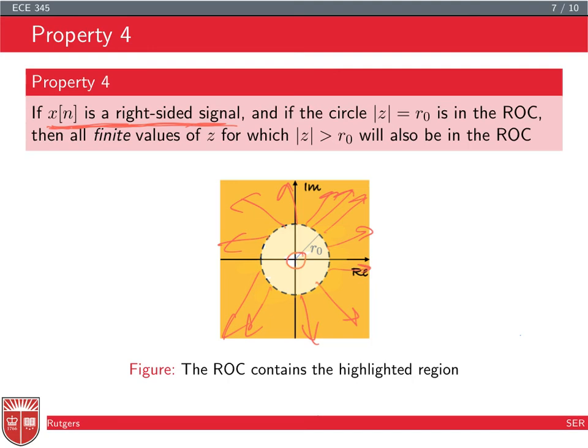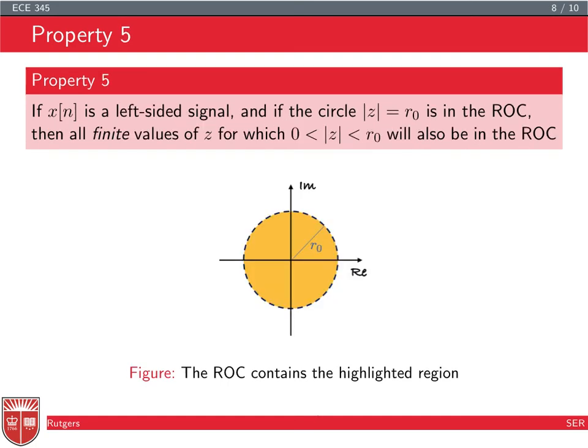You can see that this makes sense given our example of the exponential. We know that for an exponential signal, if it's right-sided, then the ROC is the exterior of a circle. So you can think of this as generalizing this property.